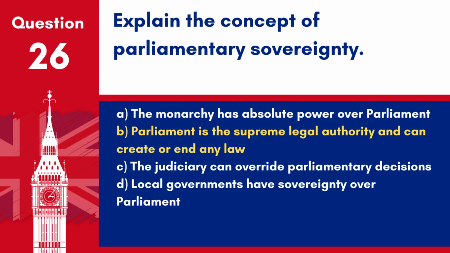Answer: B. Parliament is the supreme legal authority and can create or end any law. Parliamentary sovereignty is a key principle of the UK Constitution, meaning that Parliament has the ultimate authority in the legal system.